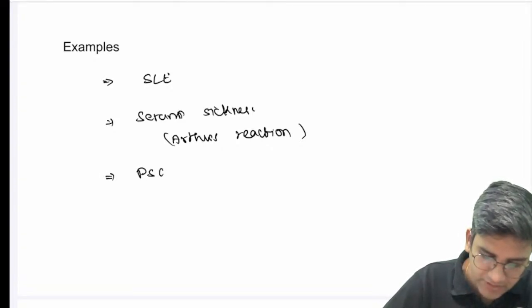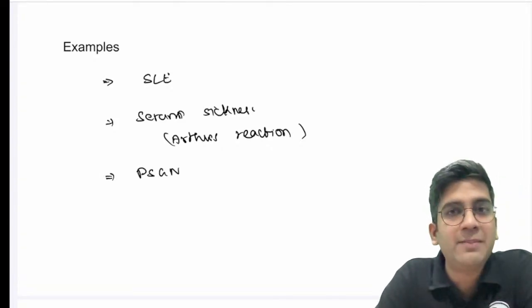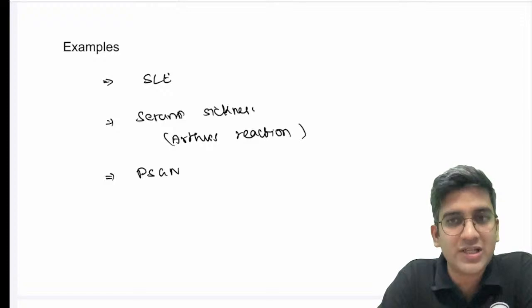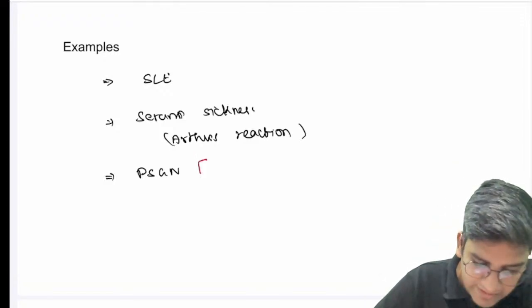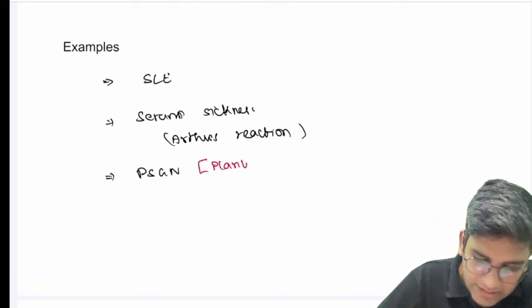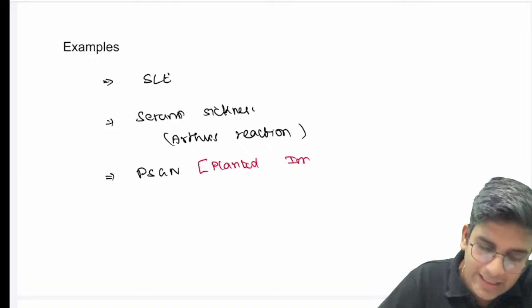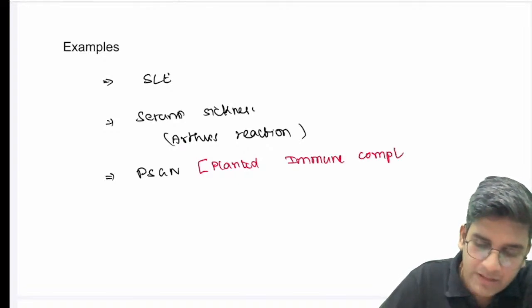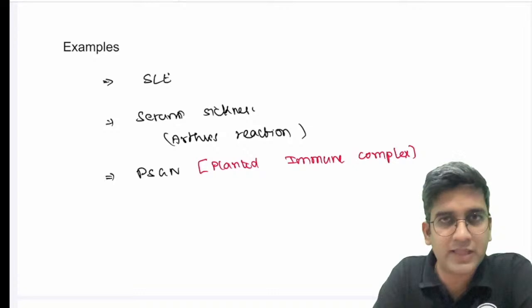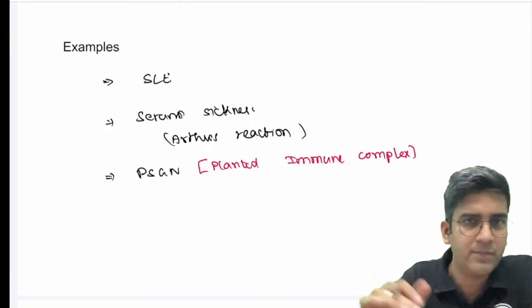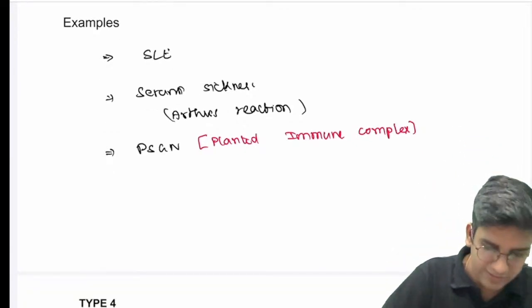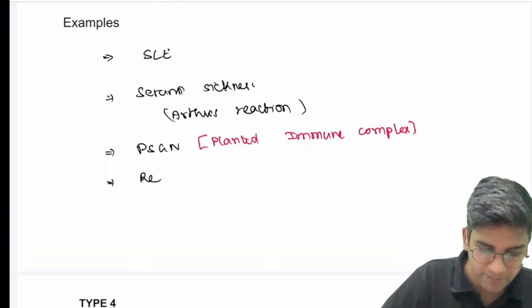PSGN is a type 3 hypersensitivity. Here I have immune complexes which are planted. Here it's not a circulating immune complex. If you want, write the difference. These are planted immune complexes. So there's still a contemplation whether this is type 2 or type 3, but they come as planted immune complex. Robbins calls them type 3. We'll go with type 3, right? PSGN, fine. And we have one arthritis, reactive arthritis.